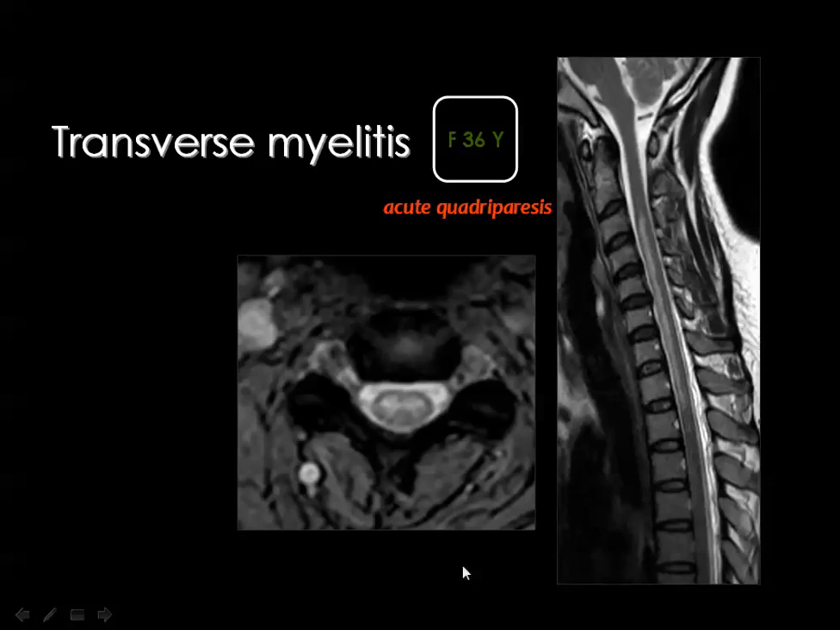This is also an example of a female patient, 36 years old, with acute quadriparesis. Then you see in the sagittal T2 weighted image a long segment of intramedullary high signal intensity extending from C2 down to D1, for example, or even D2 level.